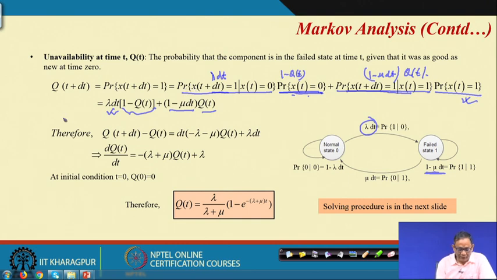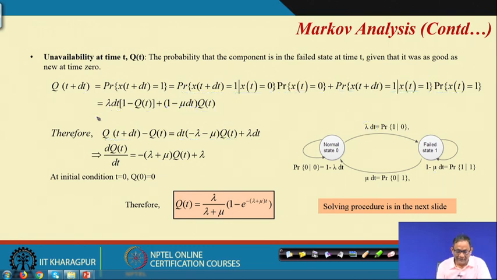So, we can do some algebraic manipulation here. For q(t + Δt), from this side you bring q(t), because this into this is q(t). Bring this, and on this side you write dt, as dt is there as well. Now dt into 1 is lambda, and here basically dt into mu. So, (lambda minus mu) into q(t) plus lambda dt, you just see.